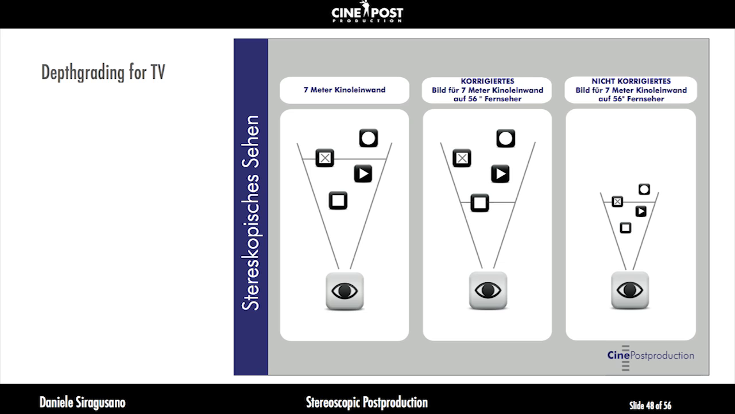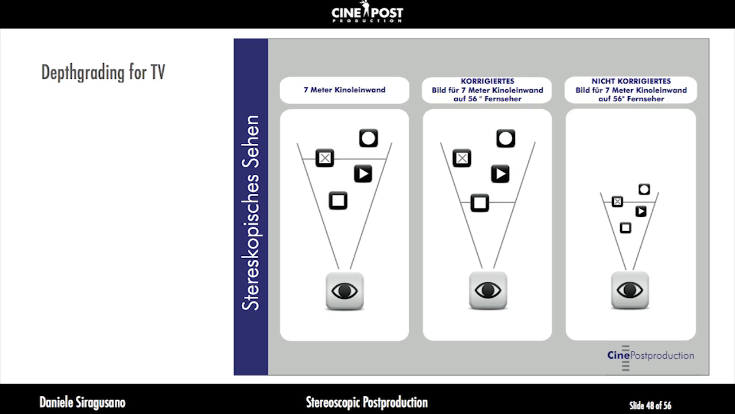A short slide about correction for television. If you have, let's say, a 7-meter screen here, and this is your layout you're happy with, so the X is on the ScreenPlane, and the triangle and the square are in front of the ScreenPlane, and the circle is behind the ScreenPlane, and you are happy with this. If you would watch exactly this material on a TV, you would get this.